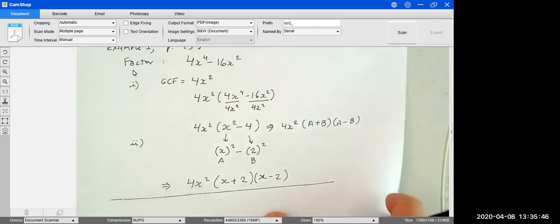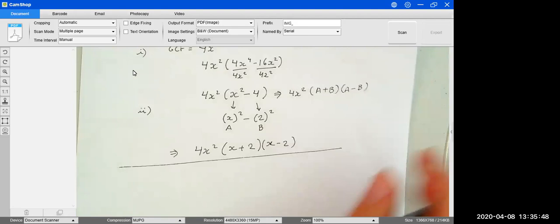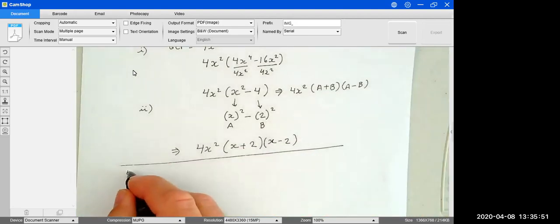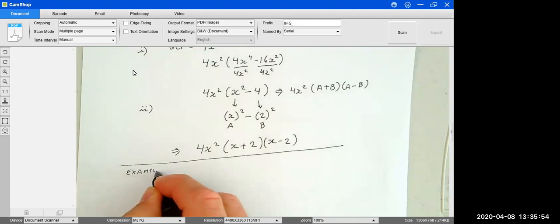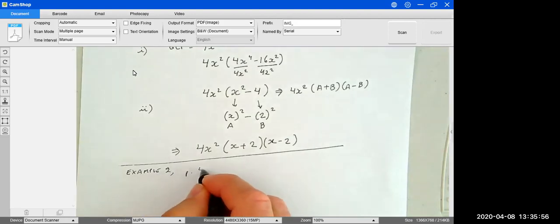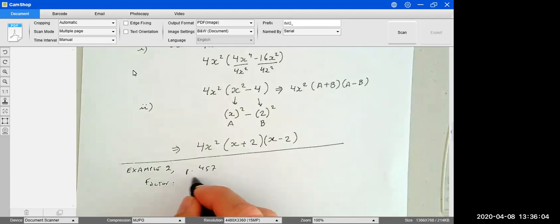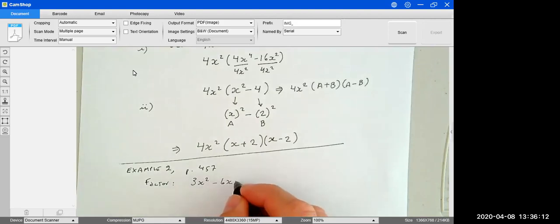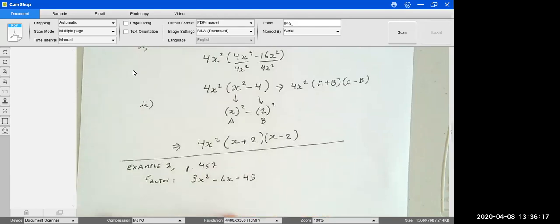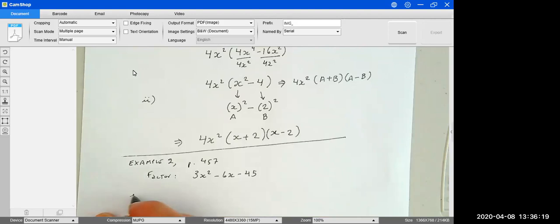I'm going to solve more examples because that's the only way to learn something, by doing a lot of practice. So we have example 2 on page 457. And now we're going to factor a trinomial. So the trinomial is 3x squared minus 6x minus 45. So first step, we're going to look for a greatest common factor.